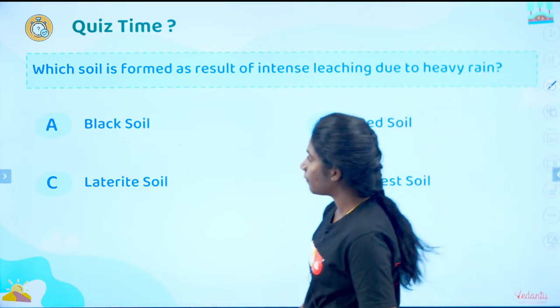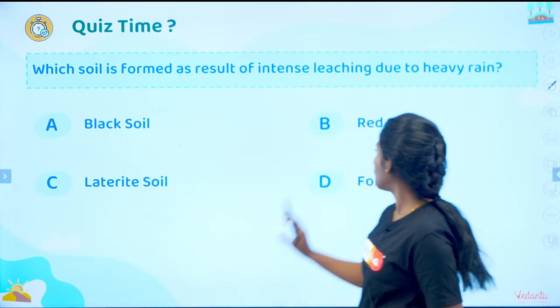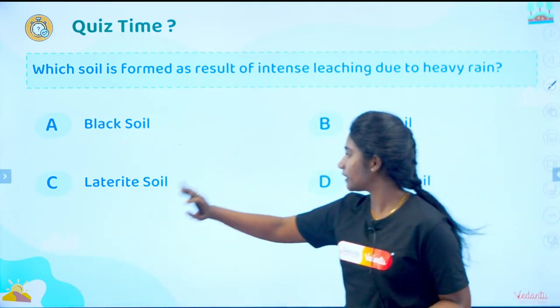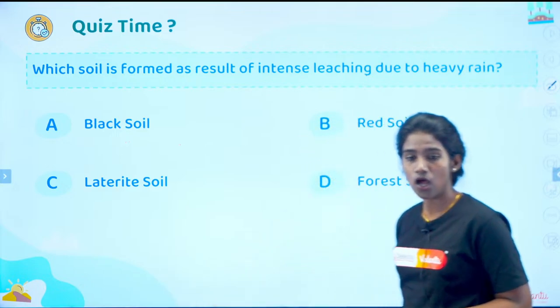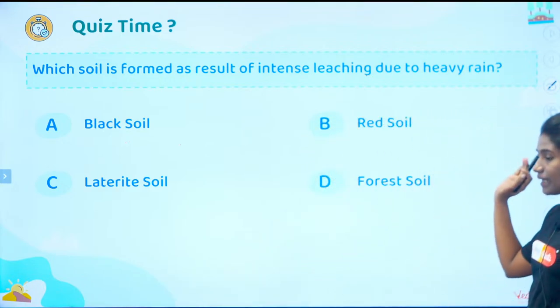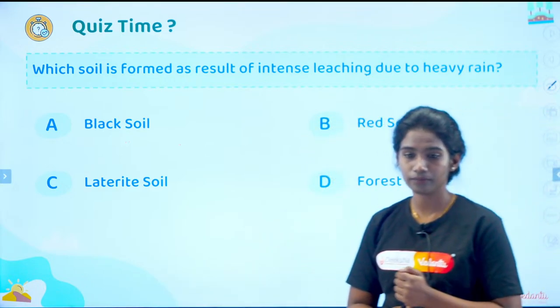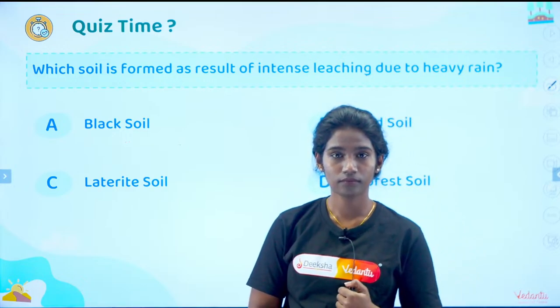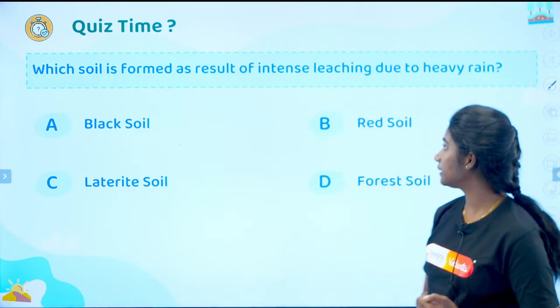Okay, and then which soil is formed as a result of intense leaching due to heavy rain? Option A says black soil, option B says red soil, option C says laterite soil, option D says forest soil. Which one is the right answer?